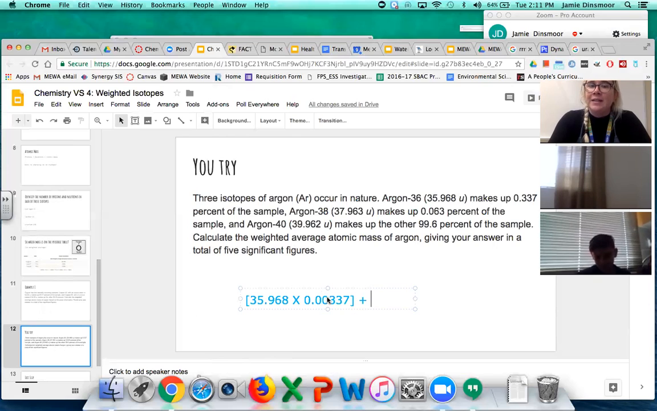We're going to be adding to that our second argon, which is argon 38, whose mass is 37.963. We're going to multiply that by what?